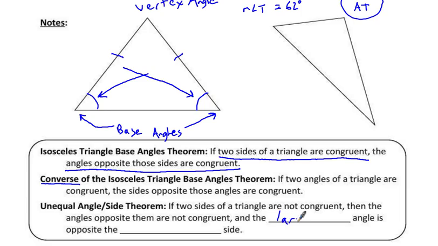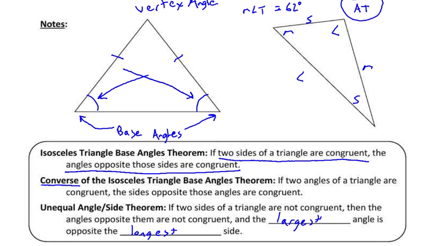largest angle is opposite the longest side. So if this is the largest angle, this is the longest side. And if this is the smallest angle, then this is the smallest side. And this would be the medium side and the medium angle.